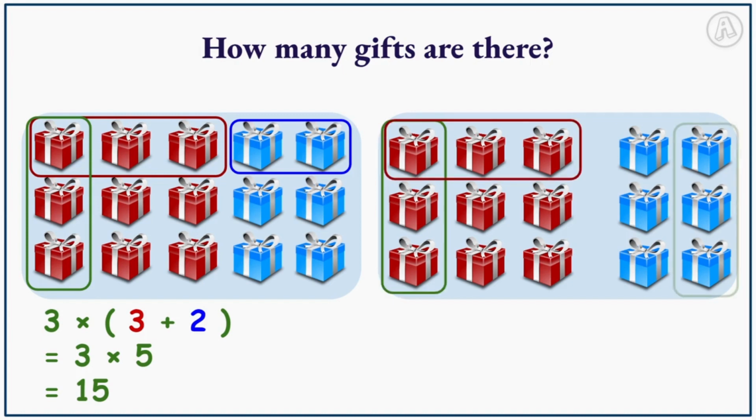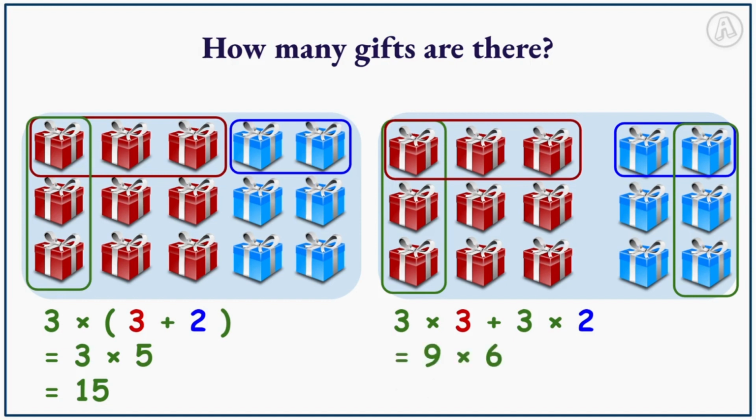Our calculation could also look like this. Once again, there are 3 rows of groups of 3 red gifts, and there are 3 rows of groups of 2 blue gifts. So 3 times 3 equals 9, plus 3 times 2, which equals 6, equals 15. Both these calculations are correct.